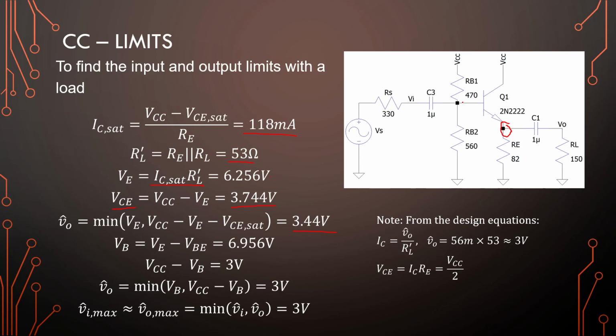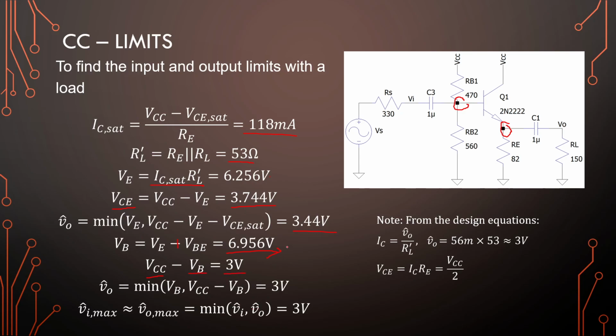Now we need to have a look at our VB. So our VB is just our VE value, and that must be a plus, I apologize. VE plus our VBE value at 6.956 volts. Luckily the math was done correctly on my calculator. And we need to take VCC and subtract our VB, and that's 3 volts.